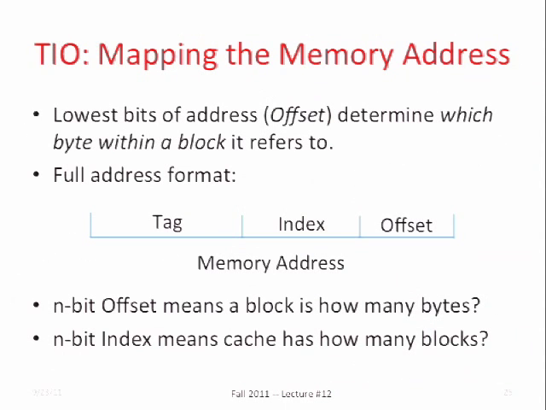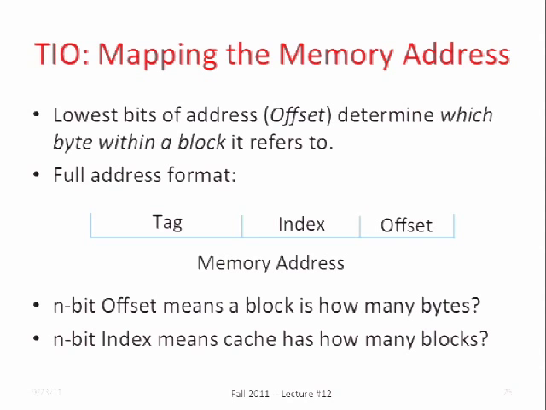So, reading along, the tag is the highest order bits. That tells you the identifier inside the cache. The index is the middle bits. That tells you which block in the cache this thing is going to go into. And then the offset tells you which byte within that block you are looking at. That's TIO. And by looking at the number of bits that you have in each of these, that tells you about the structure of your memory.